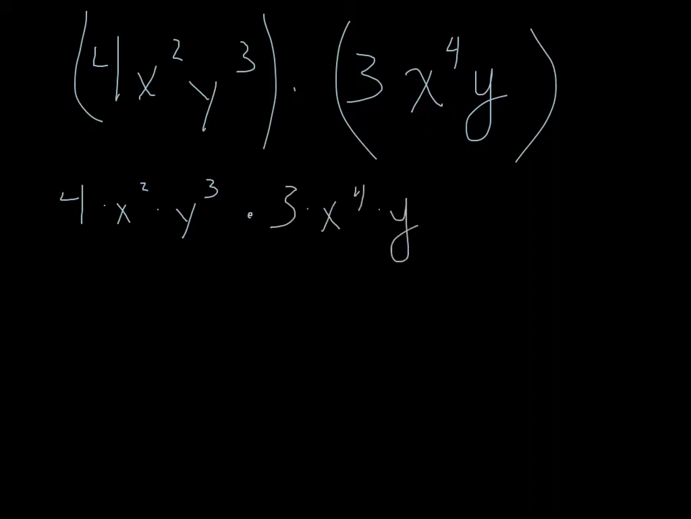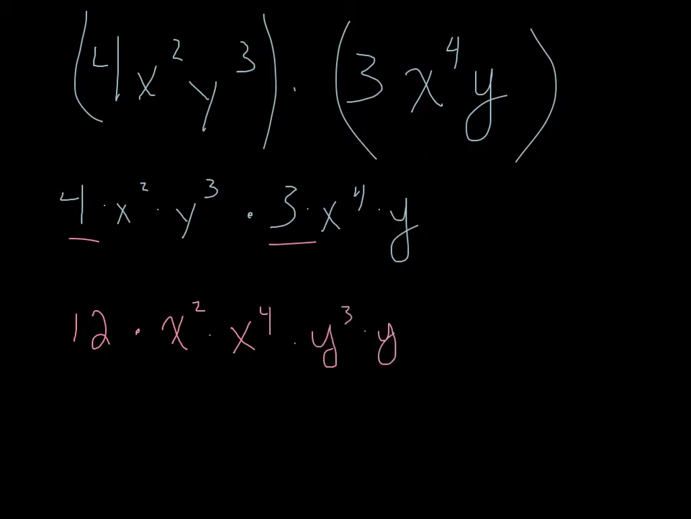Well, multiplication can be done in any order when I have a list of things that are being multiplied. So I can take the 4 and the 3, since they're both coefficients, and multiply them together and get 12 times, and then I have the x squared and the x to the 4th, and then I have the y cubed and the y.